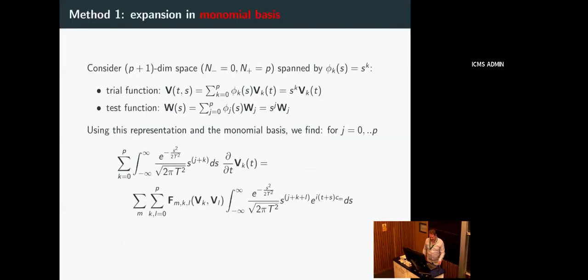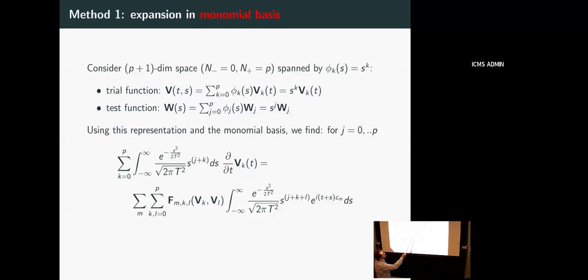So there are two expansions that we studied. The first expansion is where we say the dependency of the velocity of the solution vector, the modulated solution vector, should be represented as monomials in S. So we select the basis vector of this S to be simply S to the power of K, and the same for the test function. We can put this into the representation that I gave you above.